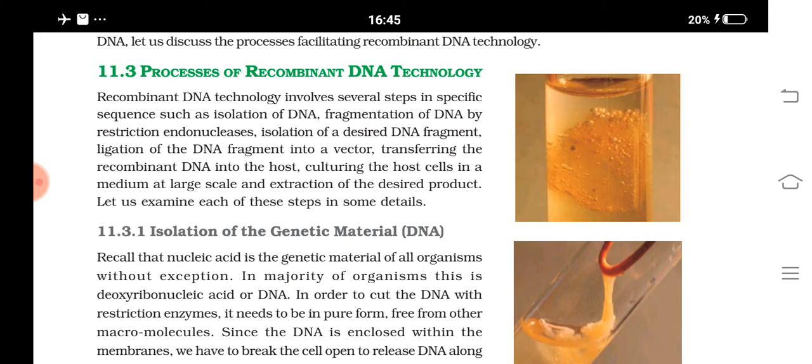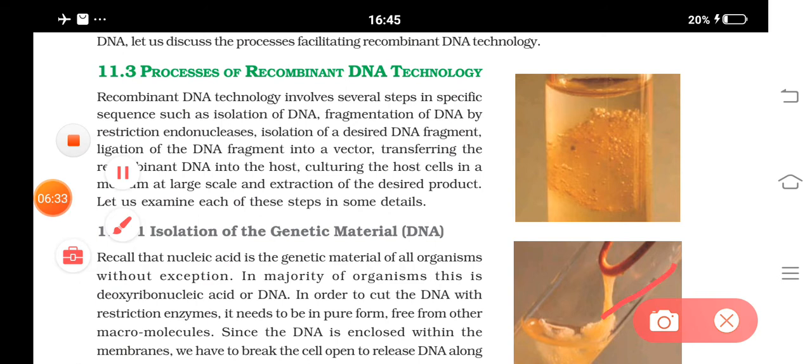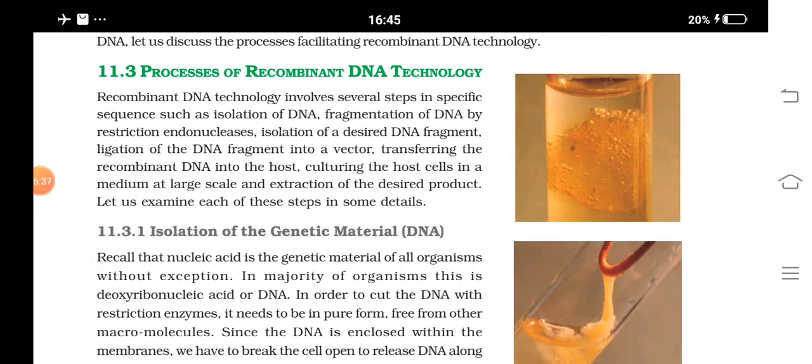So this experiment is in our syllabus. If we do the experiment for isolation of DNA, we can see the DNA can be spooled like this. We can see that DNA can be isolated. So for the isolation of DNA, all these methods are there.